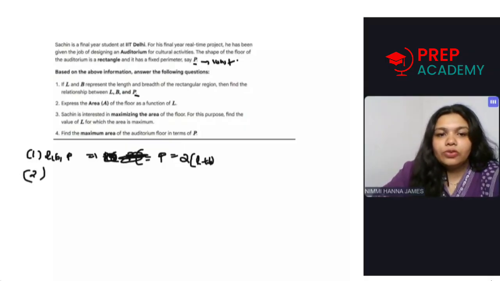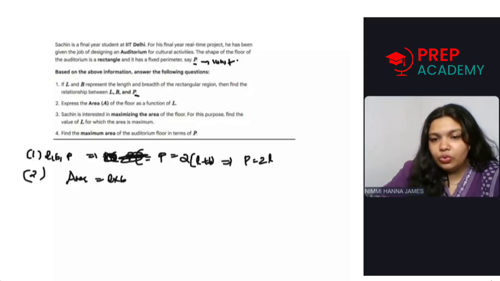Express the area A of the floor as a function of L. The area of a rectangle is length into breadth, so to express it as a function of L, we want to change B in terms of L. From this we have P is equal to 2L plus 2B. Correct?